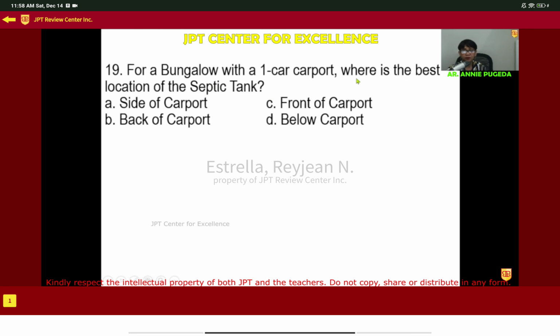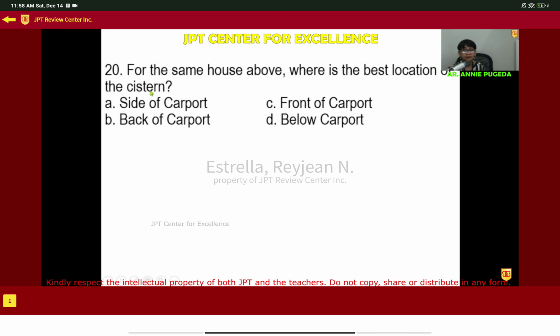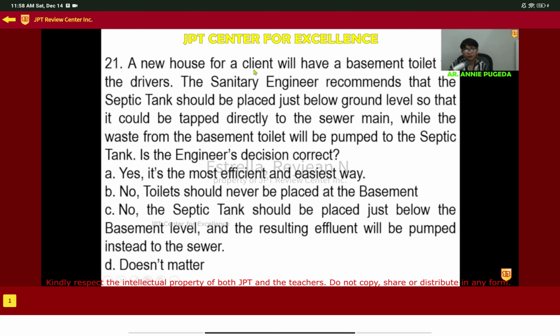So, yan na. Ang bungalow with a one-car carport, where's the best location? Side. Siyempre, lalayo mo ngayon yung tubig. Pag nilayo mo, where's the best location of the cistern? Sa likod. So, away from the septic tank. Dito naman, okay, maganda sitwasyon to.